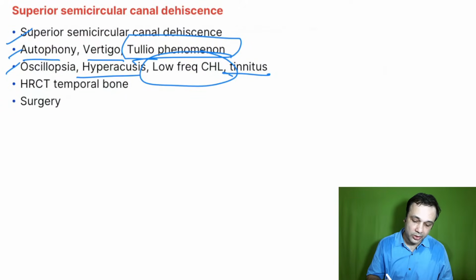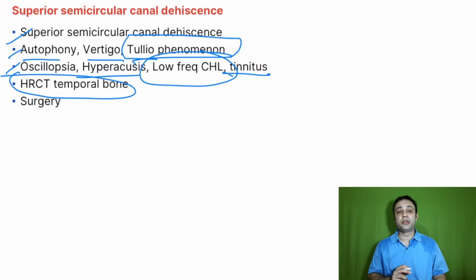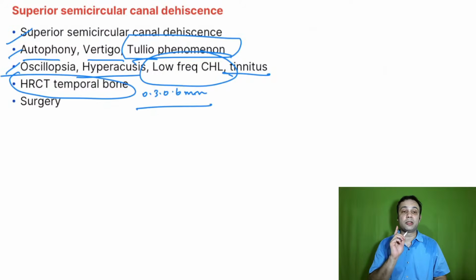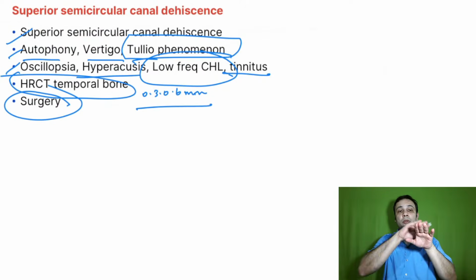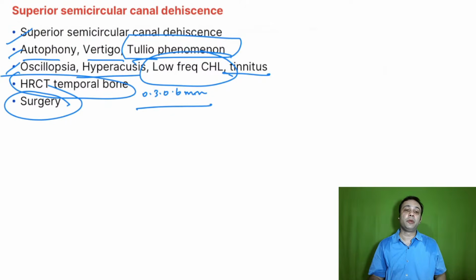So how do you diagnose it? You require a very high resolution temporal bone CT scan, ideally in the range of 0.3 to 0.6 millimeter cuts. You will be able to see the dehiscence of the superior semicircular canal, and then surgery is one of the options, or the only option you can have, where you plug off the third window with a seal. Yes, it can be seen in Meniere's disease.